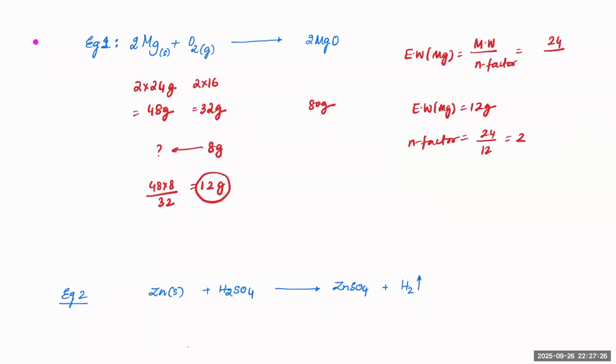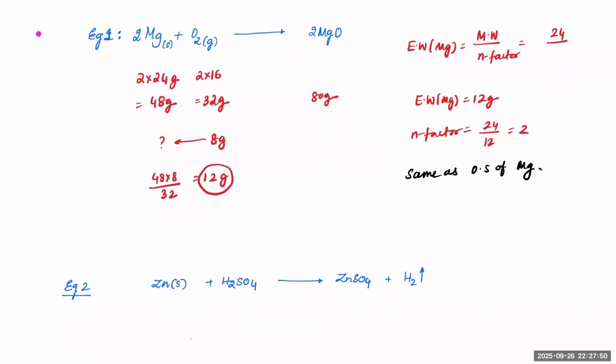Have you noticed this is the same as the oxidation state of magnesium? So that's why the oxidation state plays a vital role in deciding these n factors and thereafter deciding the equivalent weights. Clear, everybody? I hope all of you have written that.